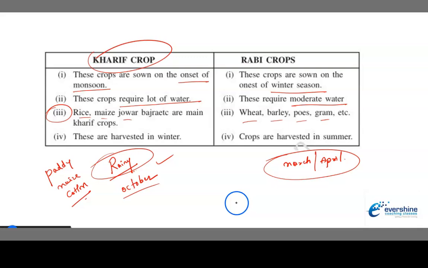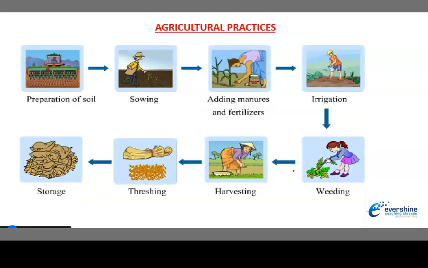So some crops need more water and some crops need less water. These crops are harvested in the summer. Any doubt, children? I hope you have understood the different types of crops which we grow in our country, India, based upon season, that is kharif crops and rabi crops.